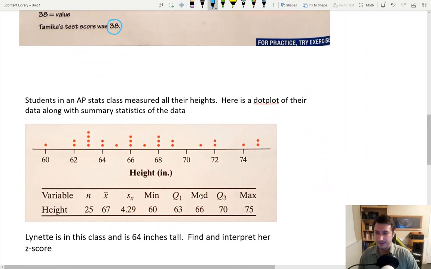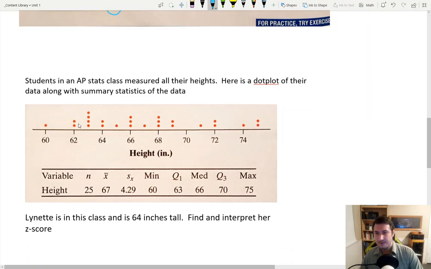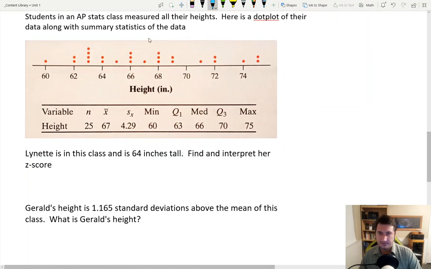All right. Students in an AP Stats class measured all their heights. Here is a dot plot of their data along with summary statistics of the data. All right, so we got our heights, summary statistics along with our sample size, our average, and our standard deviations. Let's do these calculations ourselves.